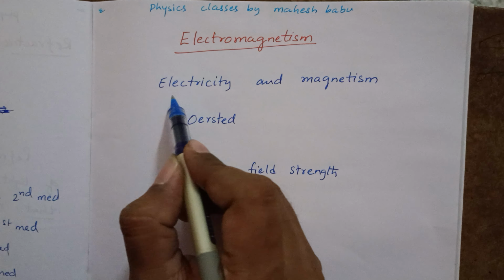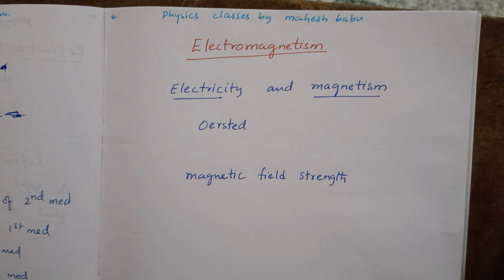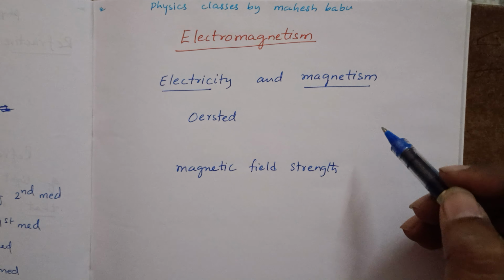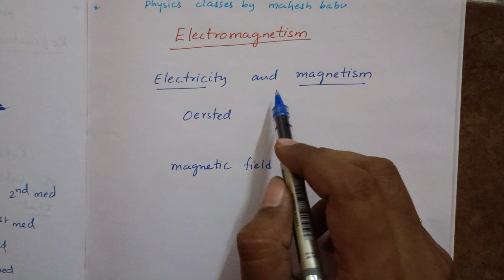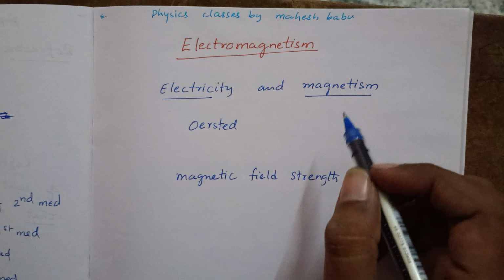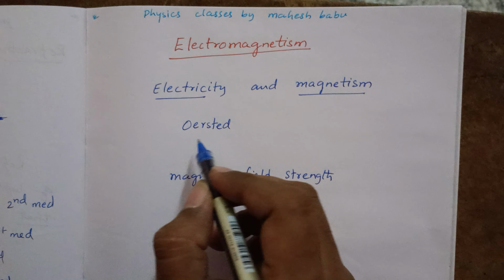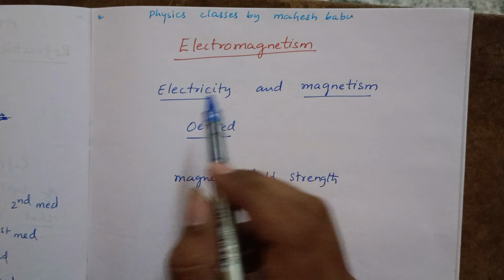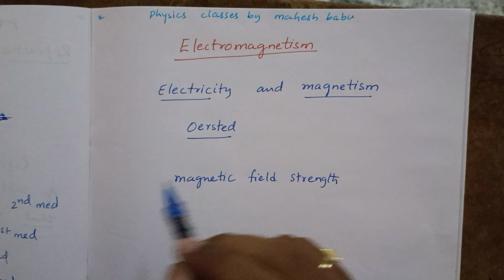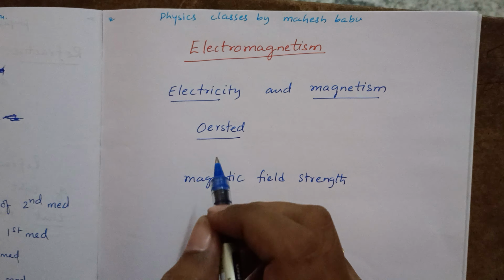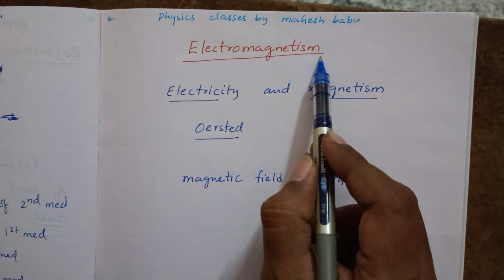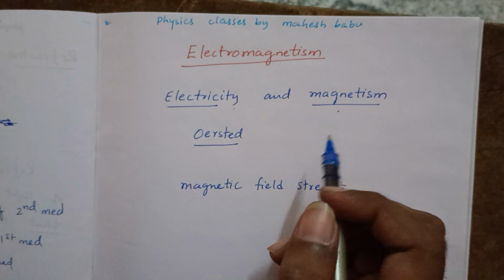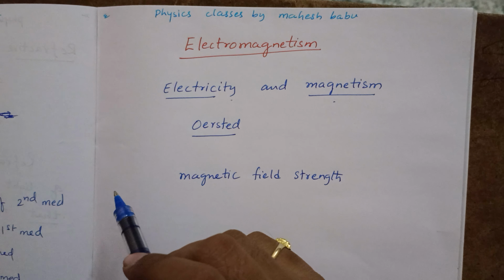Earlier we thought that electricity and magnetism were two different fields in science. Now, Hans Christian Oersted is a scientist. He did experiments on these two, and he said these two are interconnected. Based on that we have the lesson electromagnetism: electricity and magnetism are both interlinked.